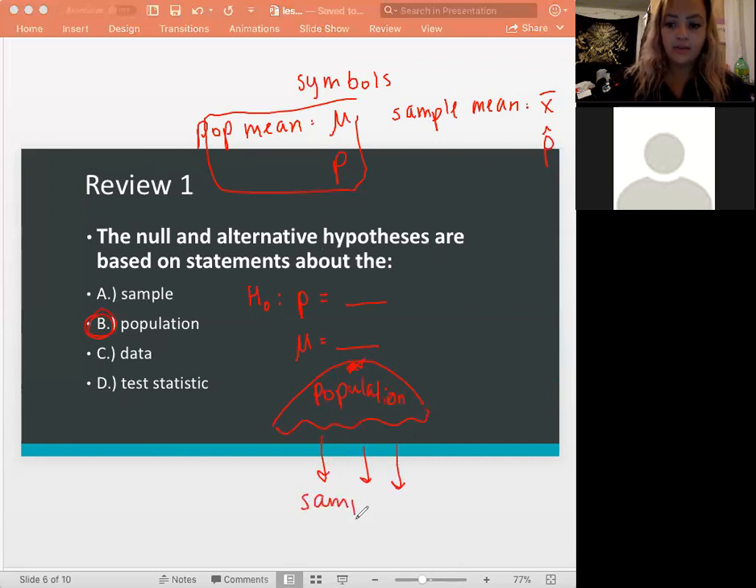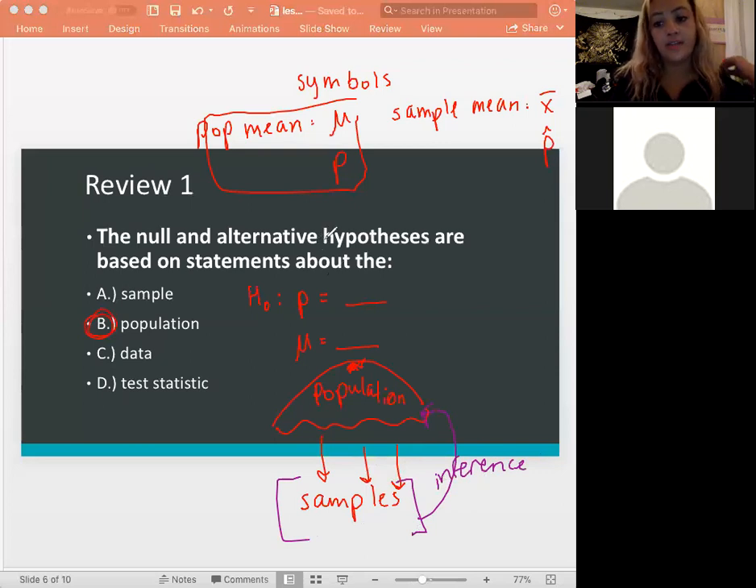So we're gonna take a bunch of samples here, and the conclusion that we make from those samples is what we're going to use. Whatever conclusion we make in that fourth step, we're going to use to make an inference about the population. So basically the idea is that your hypotheses are about your population. They're saying this is what we're hypothesizing about the population, and we're going to see if we think it's true by taking a bunch of samples. That's why we're always going to use these different symbols here, because we're always talking about the population. So does that make sense why our answer is B?